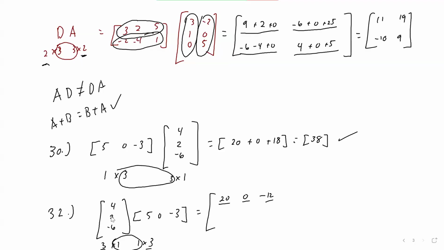Now I'm going to take row 2, so 2 times 5 is 10. 2 times 0 is 0. 2 times -3 is -6. -6 times 5 is -30. -6 times 0 is 0. -6 times -3 is 18. And there you go. So it ends up being a 3 by 3. So again, order matters.